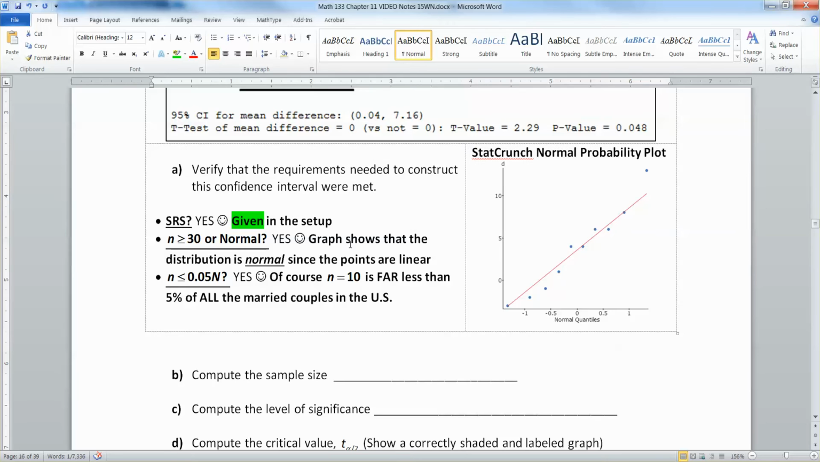Now we already computed the sample size, so hopefully that didn't throw anybody. But since your degrees of freedom is 9, that means that your sample size must be 10, because, of course, 10 minus 1 gets you 9 for degrees of freedom.